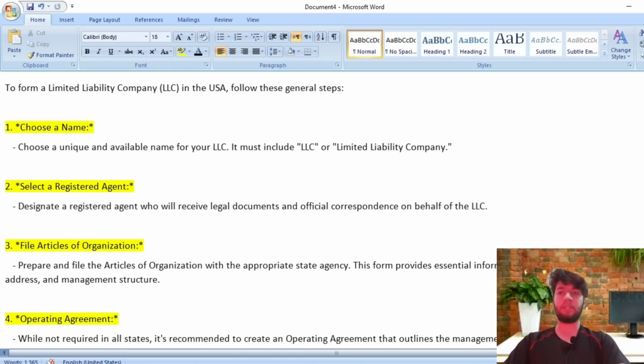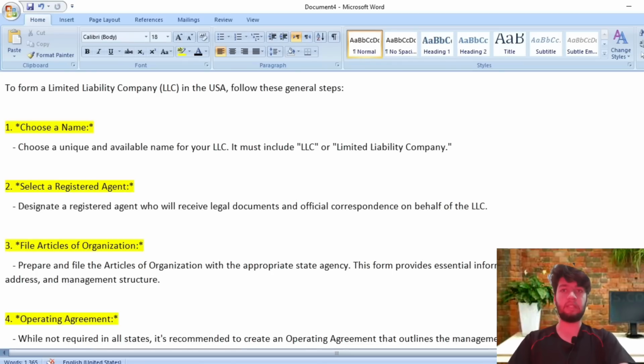Select a registered agent. Designate a registered agent who will receive legal documents and official correspondence on behalf of the LLC. File articles of organization. Prepare and file the articles of organization with the appropriate state agency. This form provides essential information about your LLC, such as its name, address, and management structure.